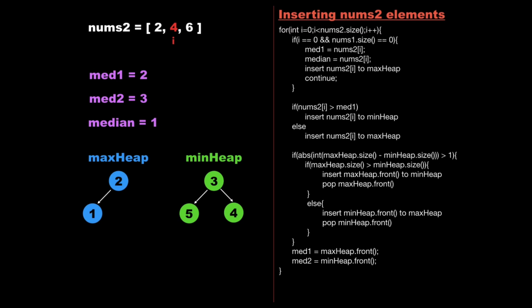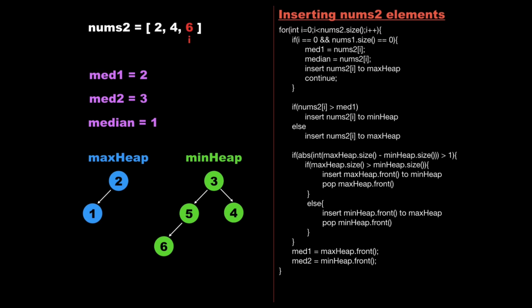And now again we check whether the absolute difference of sizes of min heap and max heap exceeds 1. In this case it does not, therefore we again increment I. Now I points to the third memory location or the value 6. Now we again check whether 6 is greater than 2, which is the value of mid 1, and then we insert the value 6 into nums2, in min heap.